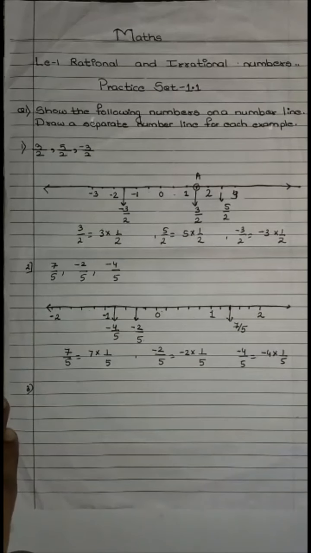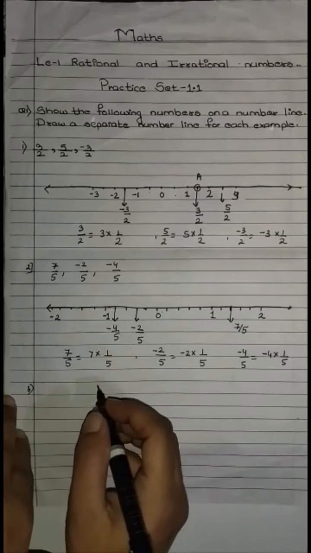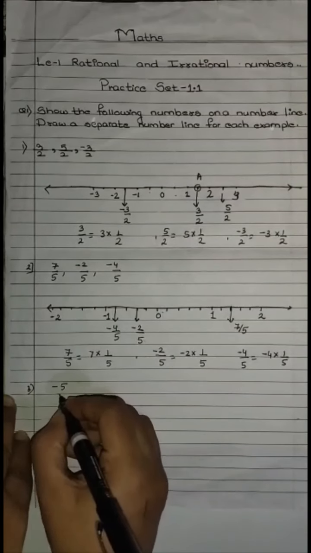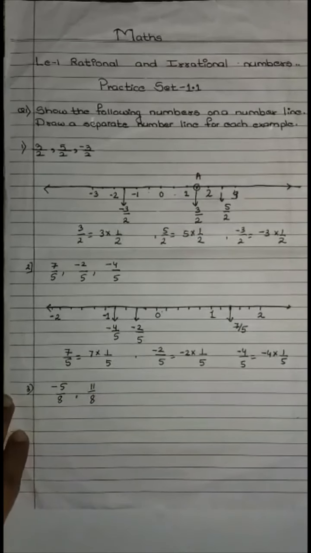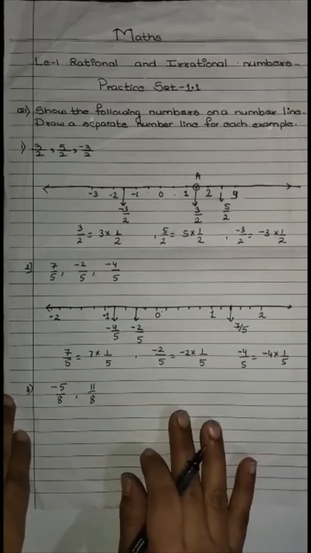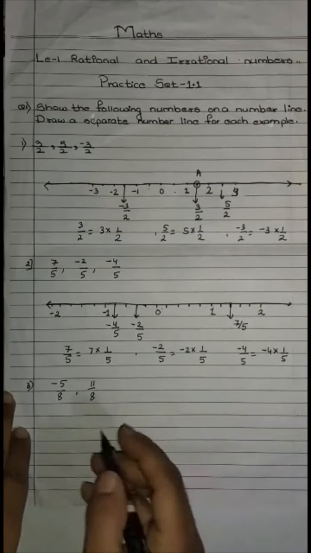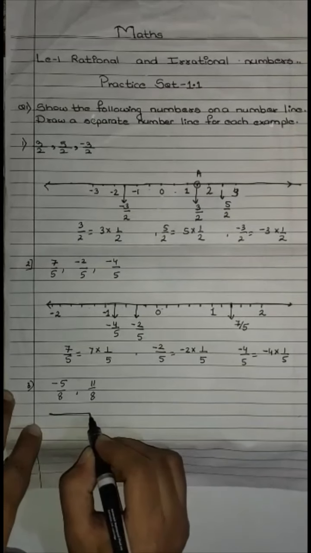Third sum is what, students? Minus 5 by 8 and 11 by 8. Minus 5 by 8 and 11 upon 8. Okay. Now you have to draw the number line.